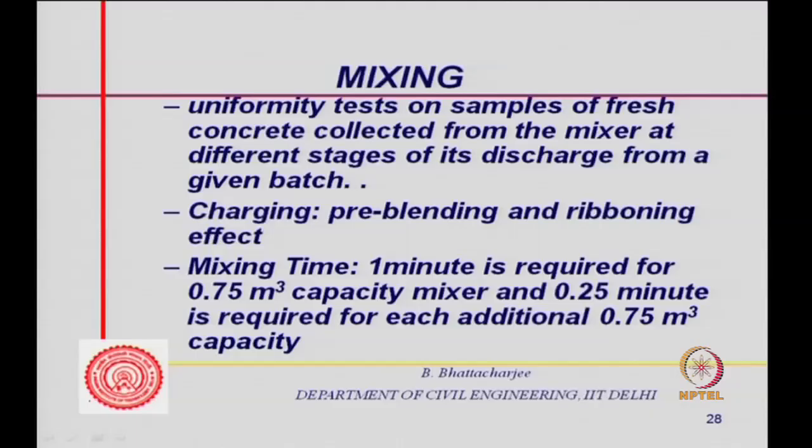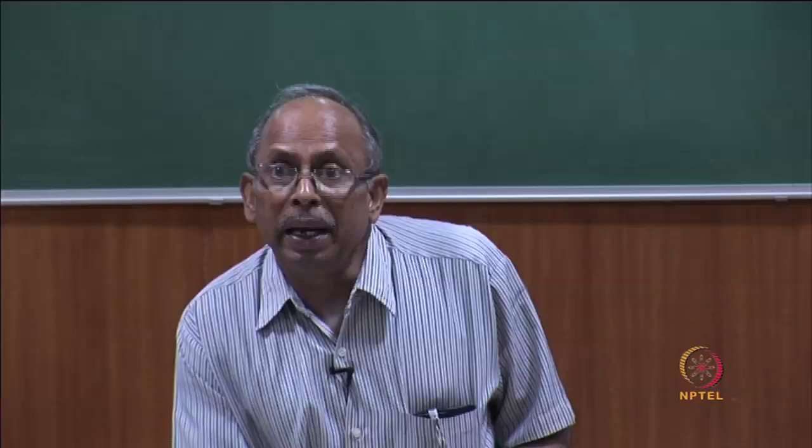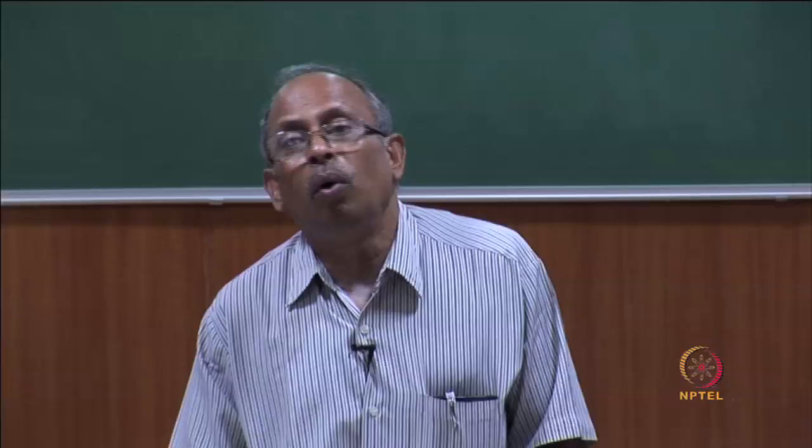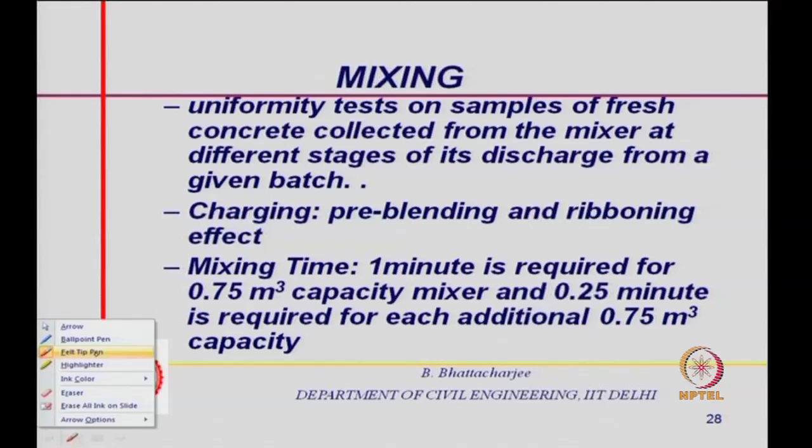The most important thing is the uniformity of the mix. We have seen that batching is also required for uniformity. Now, how do we do uniformity tests? We take samples of fresh concrete from the mixer at different stages of its discharge from a given batch, for example either in terms of quantity or in terms of time. So, let us say it takes about 2 minutes to discharge.